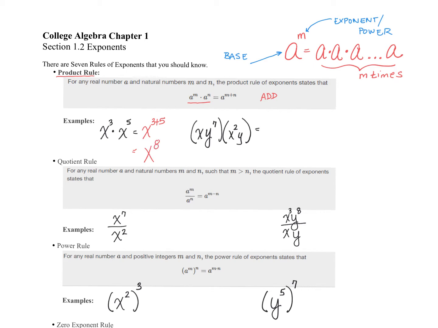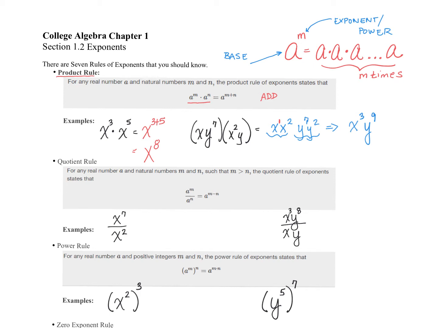For this next example, we have both x's and y's. So the first thing I'm going to do, although it's not really necessary, is write my x's together and also write my y's together. So I have the same base together. And then I'm going to add the exponents. So keeping in mind that this is an x to the first, x to the 1 plus 2 would be x cubed, and y to the 7 plus 2 would be y to the 9th.